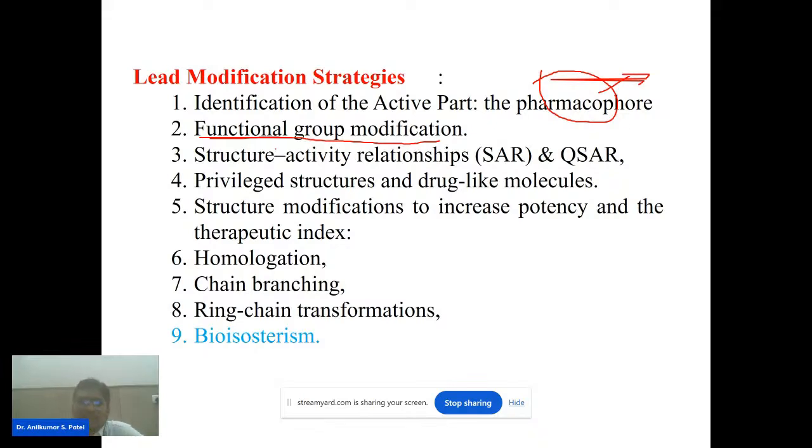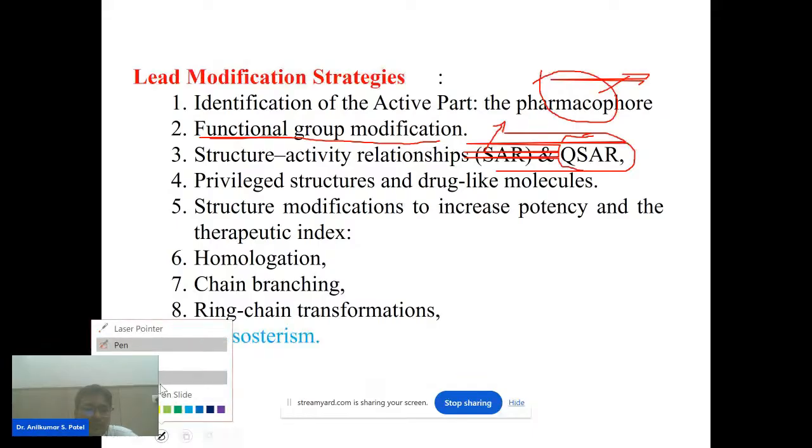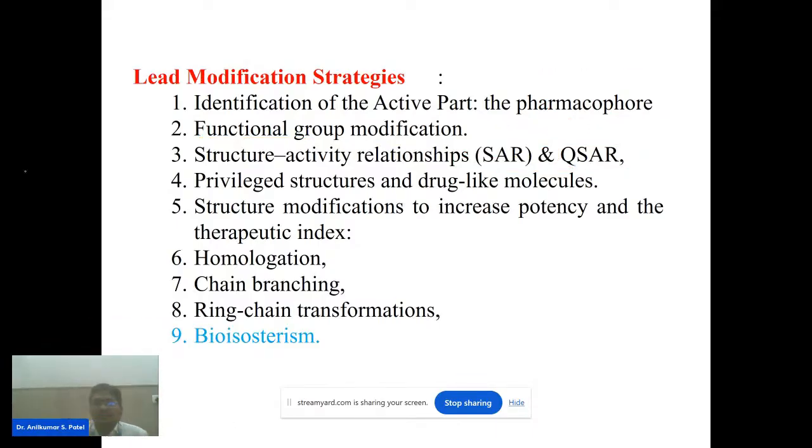After that, we can go through SAR as well as QSAR, structure activity relationship and quantitative structure activity relationship. SAR means the compound's structure and its relation with the biological response. With SAR we can check which compound will be the lead compound and how it can be modified through structural relationships. This can also be done through a computational study, which is called QSAR. So this third one is the QSAR strategy.